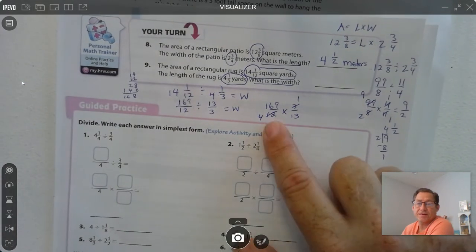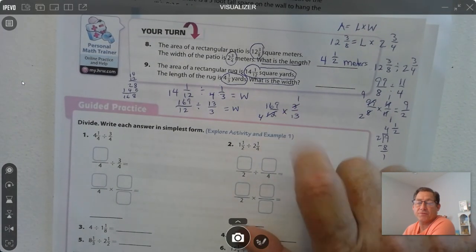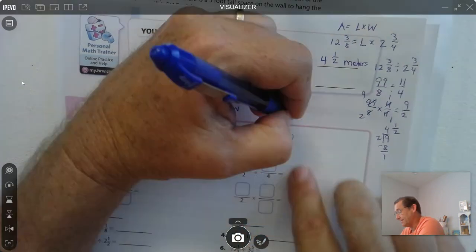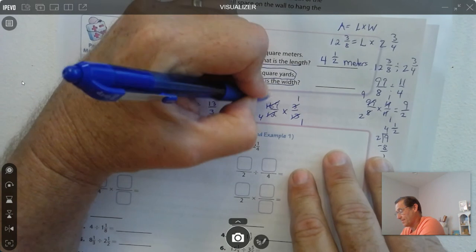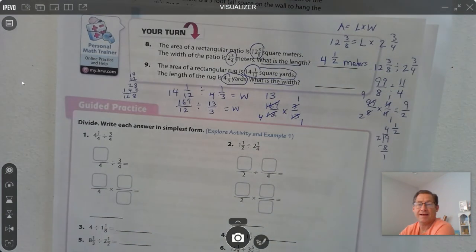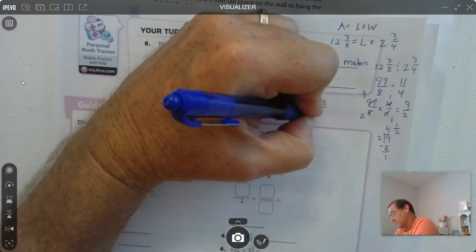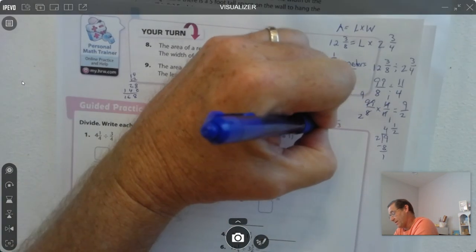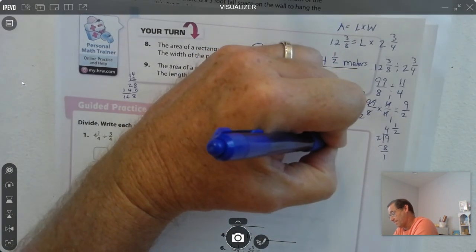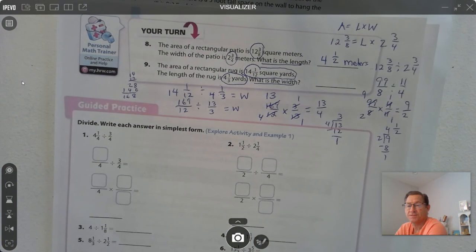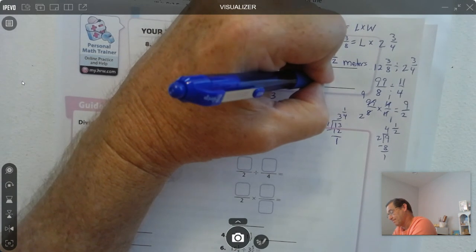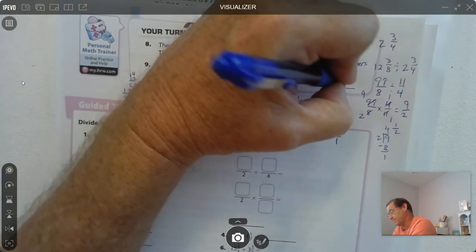3 is a common factor of 3 and 12, so we can reduce by dividing by 3. 13 is a factor of 169, so divide by 13. And 13 times 13 is 169. So we have 13 fourths. 13 divided by 4 gives us 3 and 1/4 yards.